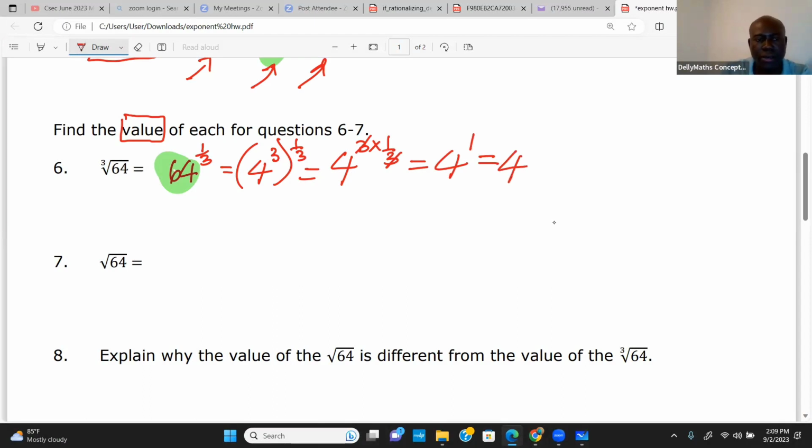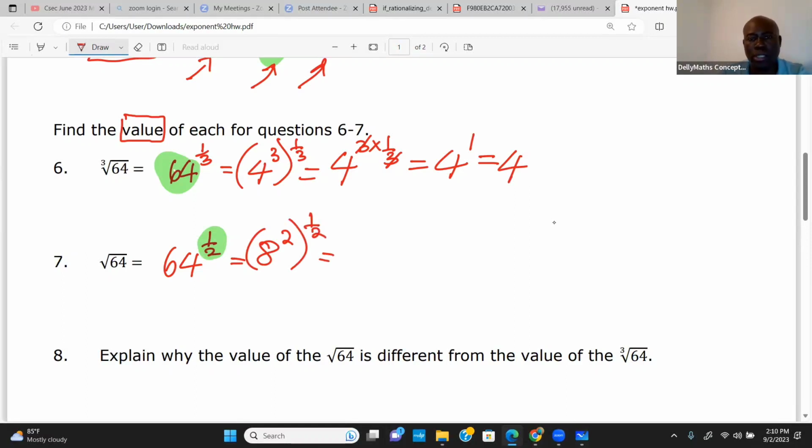Let's go further. The square root of 64 can be written as 64 raised to the half. We're suggesting that a half power is equivalent to the square root. Now, let us continue. 64 can be written as 8 raised to the second power, and that was also raised to the half.